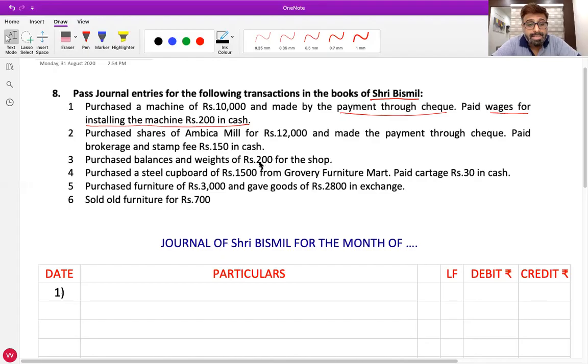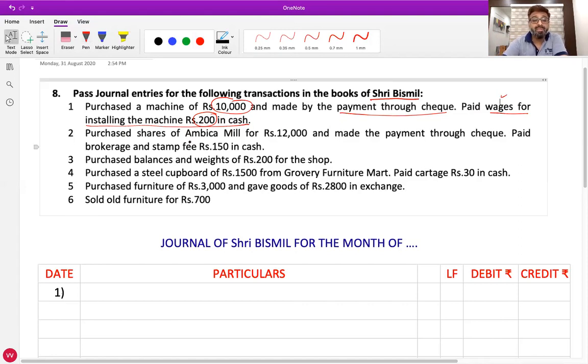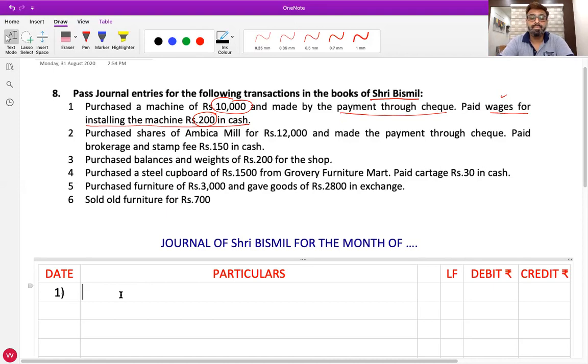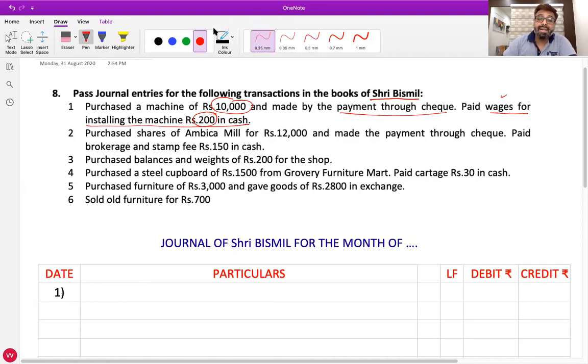Yes. Same way here, machine of what value is purchased? 10,000. And for installing that machine, how much we paid as wages? 200. So can I say cost of machine is 10,200 for me? Yes. What mistake you don't have to do: don't debit 200 separately by considering wages is an expense, debit all expenses and losses. That is wrong. Did you understand this? Yes, sir. Wages will be a capital expense.